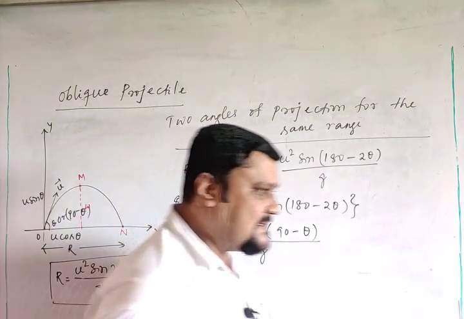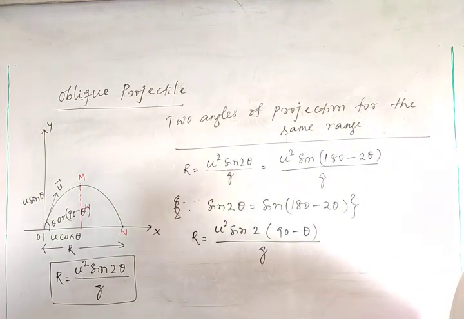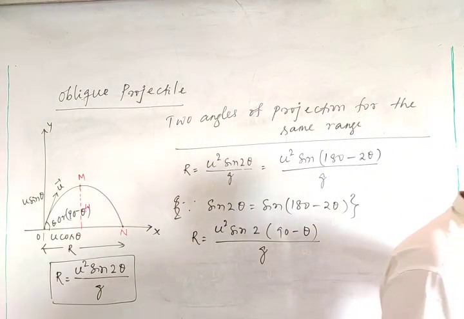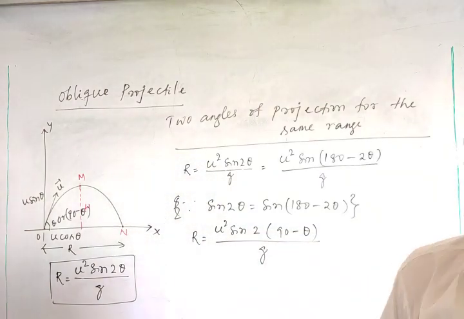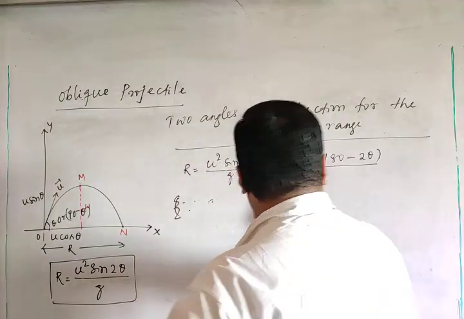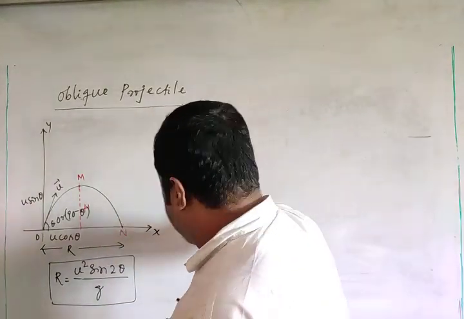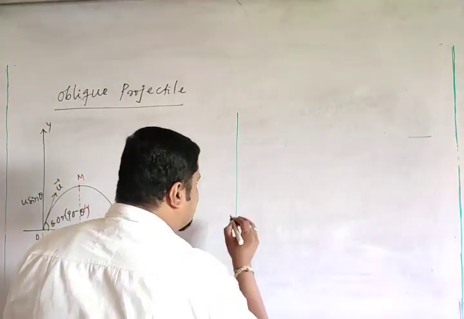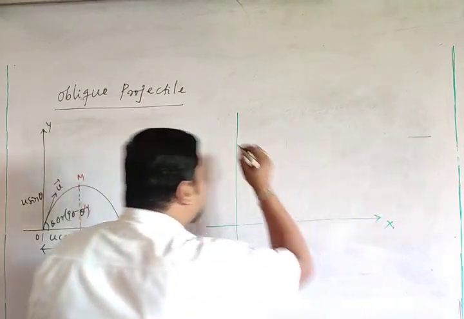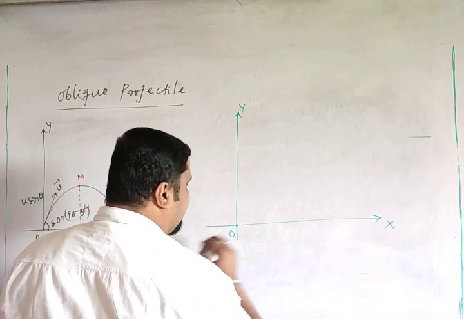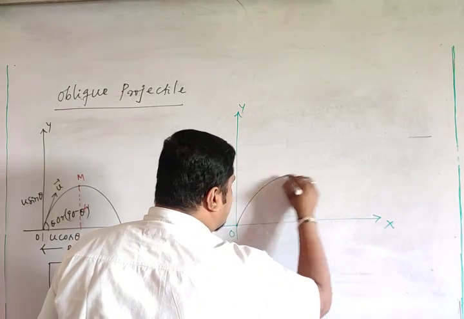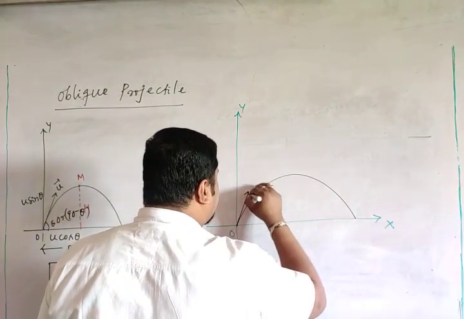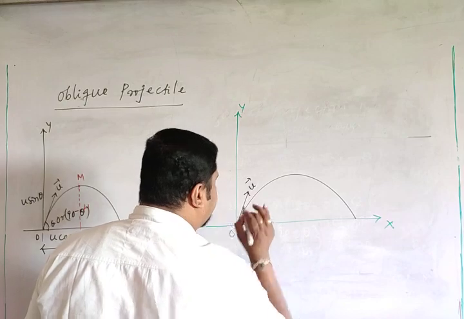So if I show this case, this is a question like here. The horizontal range is the same whether the projectile is thrown at an angle theta with the horizontal or at an angle 90 minus theta with the horizontal. So let me show the projectile motion more clearly in the range part to understand this case. Let this be x and y, and this is the point of projection, right? This is the point of projection and this is the trajectory. It is thrown with a velocity u which makes an angle theta.